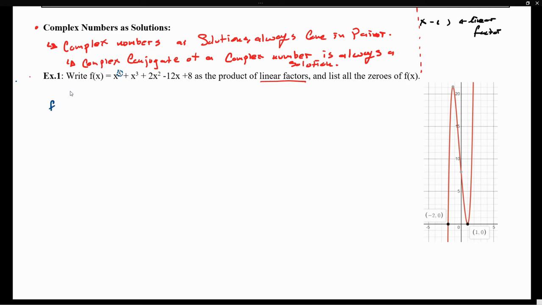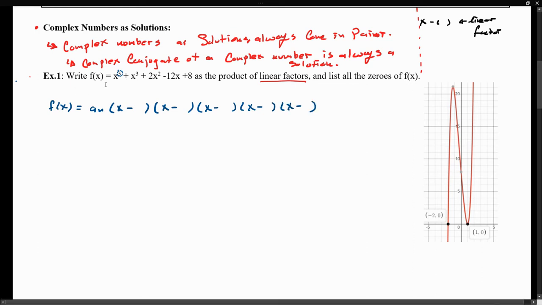So therefore, I'm going to be able to just rewrite this function as just 5 different kinds of linear factors. So we got 1, 2, 3, 4, 5. I know that my highest exponent is 5, so therefore I can just rewrite this function as 5 linear factors: 1, 2, 3, 4, 5. Now, how do we obtain those values? That's where we're going to be using some techniques that we have discussed before.